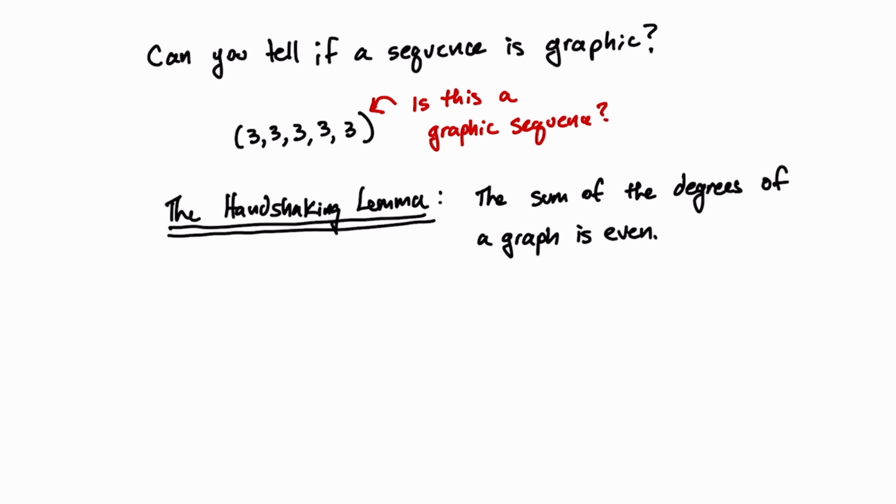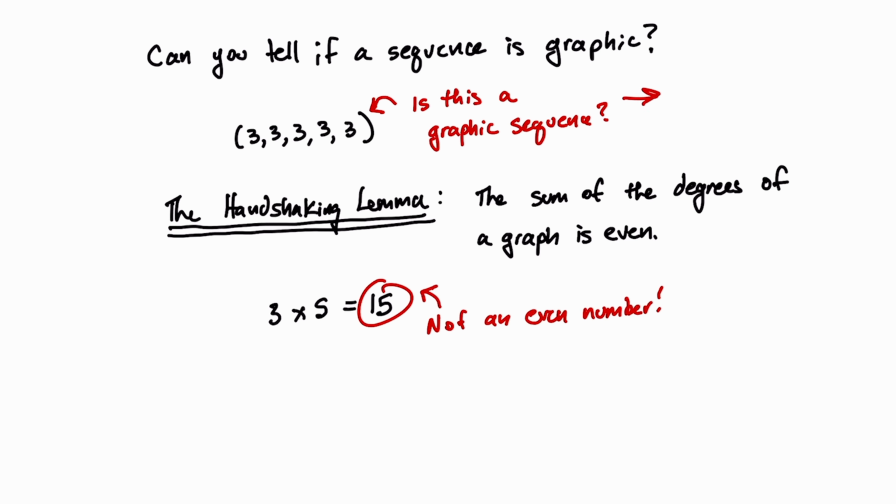So let's look at the sum of the numbers in this sequence. There are 5 threes. So if I add all those together, it's the same as multiplying 3 times 5, which gives 15. And this is not an even number. So if there was a graph whose degree sequence was this sequence of 5 threes, then its sum of degrees would be an odd number, which breaks the handshaking lemma. In other words, no, this is not a graphic sequence.